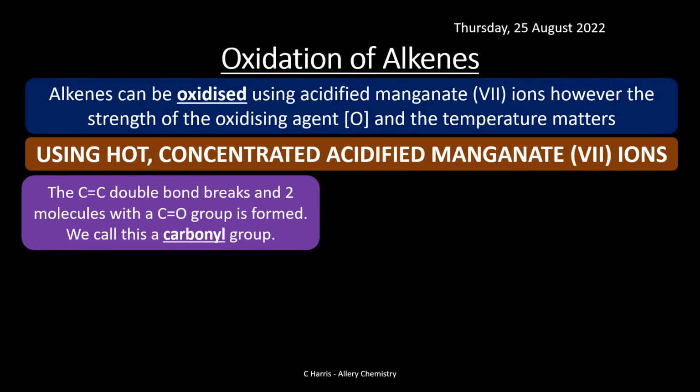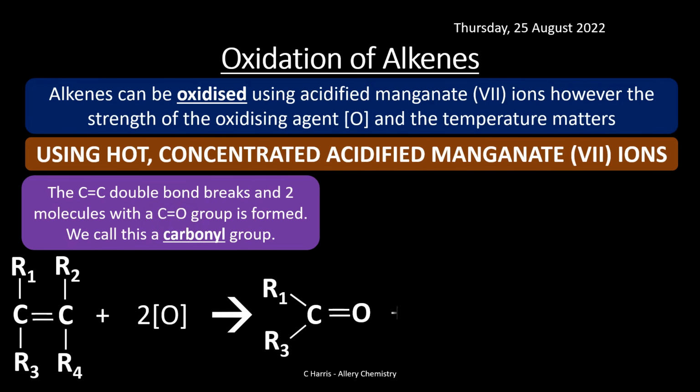So the C=C double bond breaks, and two molecules with a C=O group are formed, and we call that a carbonyl group. So you're seeing everything here, aren't you? A C=O, that's called a carbonyl group.